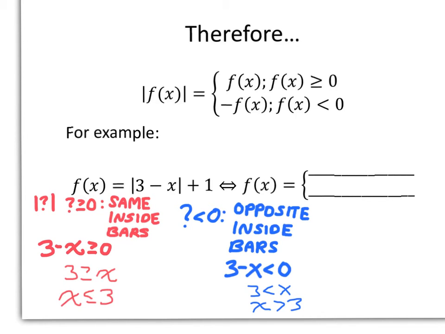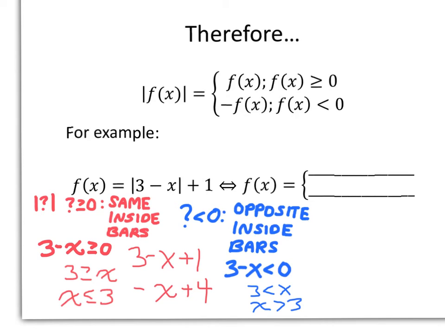Now that we know where the expression inside the absolute value bars is going to be positive and negative, all we have to do is finish simplifying the expression. For the case where inside the absolute value bars is positive, we keep everything inside the absolute value bars the same. So 3 minus x plus 1, which would be the opposite of x, plus 4 after collecting like terms.